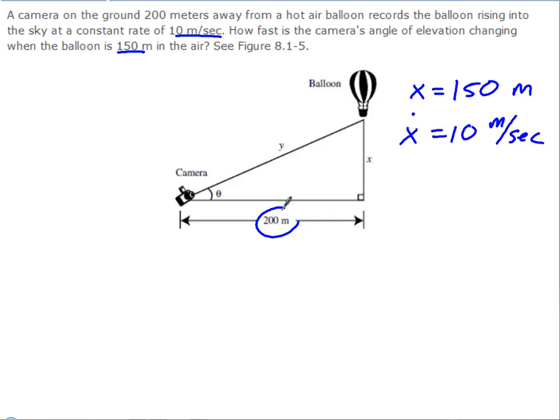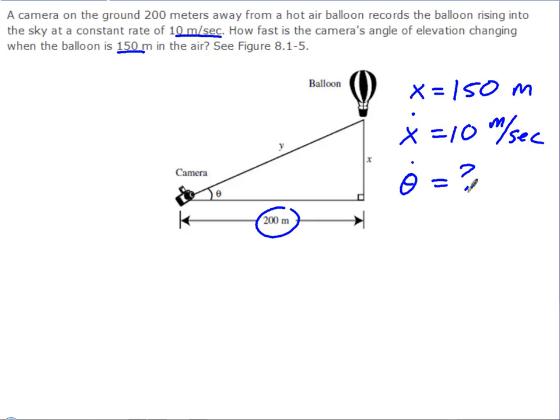What are we being asked about? Rate of change of theta. Good, so we're looking for theta dot. Okay? So there are our snapshot values of all the variables. So what's the next step then?